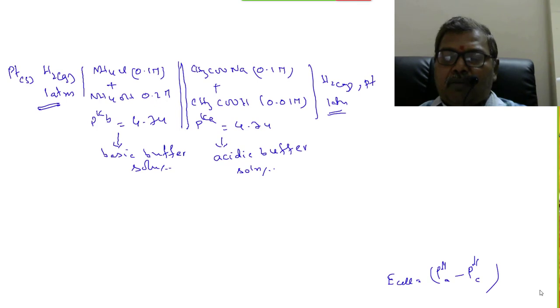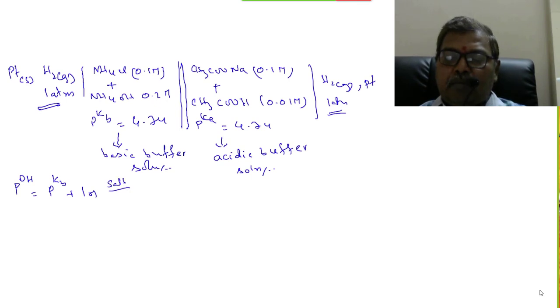Now, what is the formula we use to calculate the pH of a buffer solution? In the case of a basic buffer solution, we use the Henderson equation: pOH equals pKb plus log of salt concentration by base concentration. pOH equals 4.74 plus log 0.1 by 0.2.